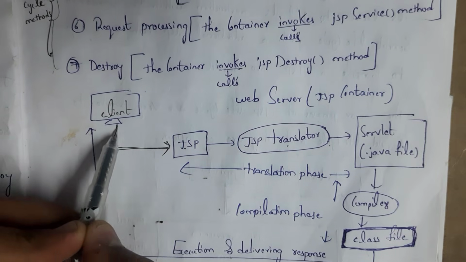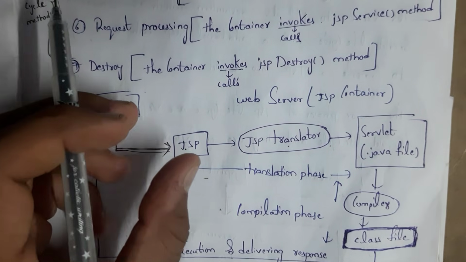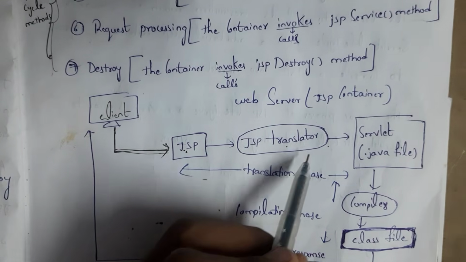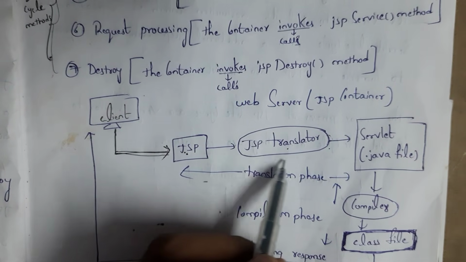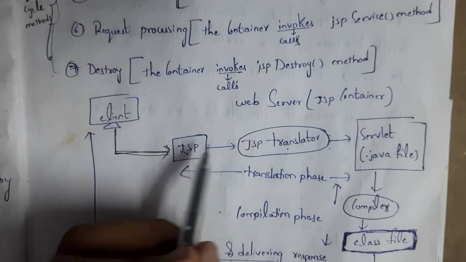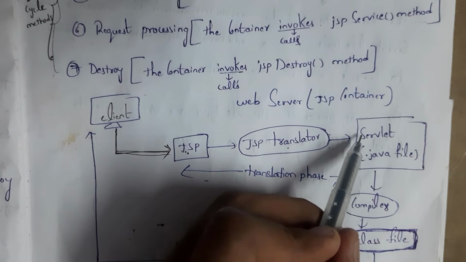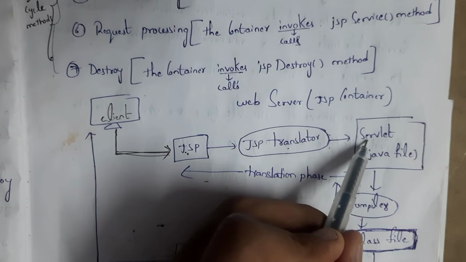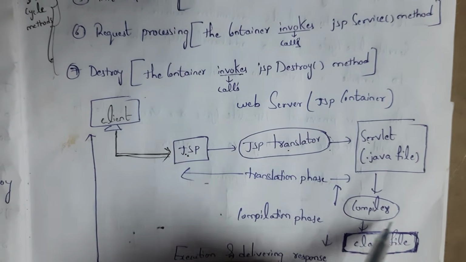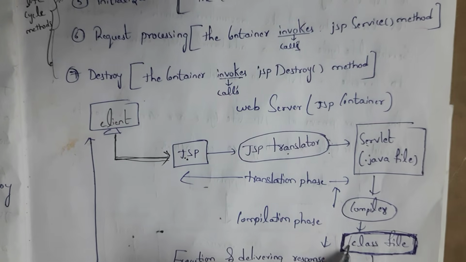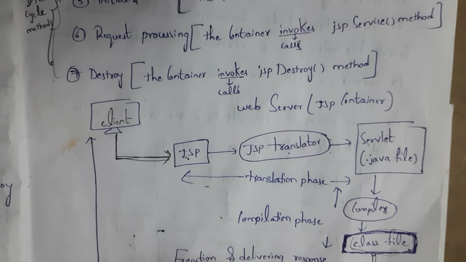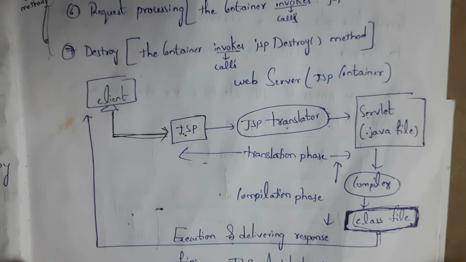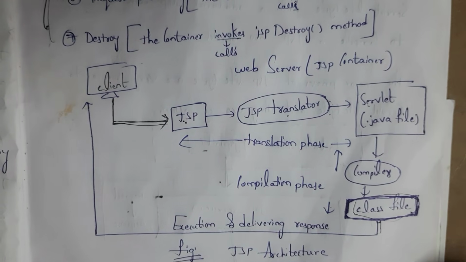Whenever a client sends a request in the form of a JSP page, we convert this JSP page into a servlet by using the JSP translator. After converting the JSP page into a servlet, we compile this servlet by using a compiler. After compiling, the servlet is converted into a class file. After that, we execute this class file and send the response to the client. This is the structure of JSP architecture.